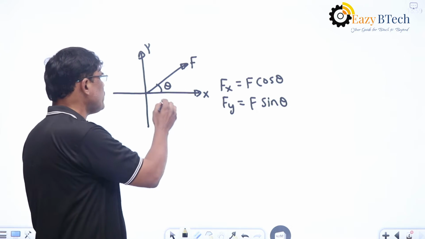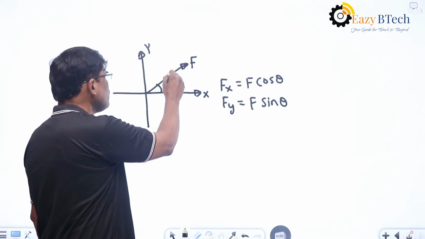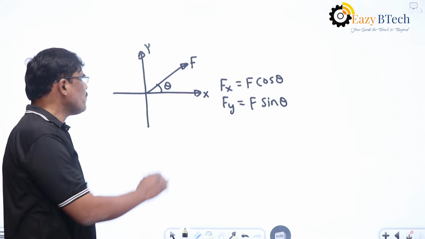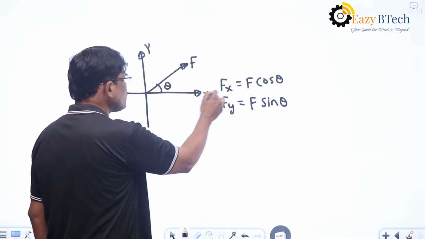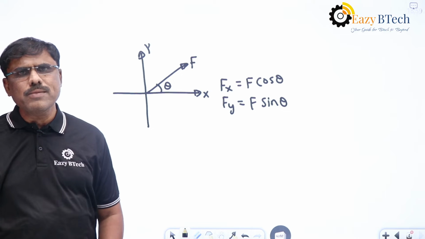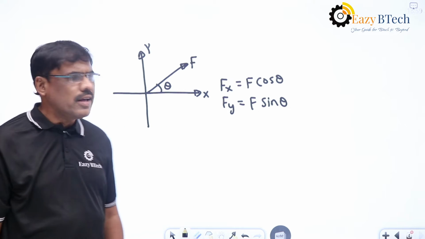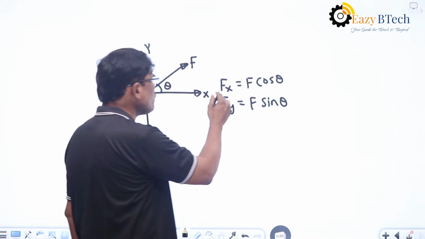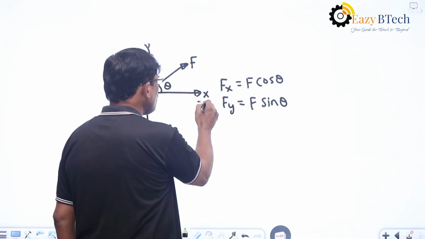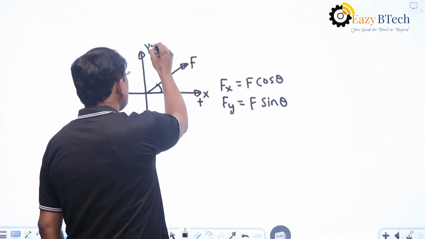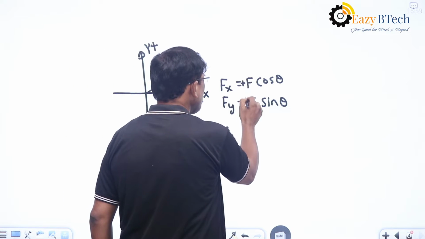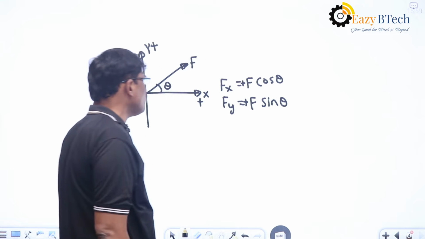This is important. First you need to check whether F is making an angle with x or y. Because this is making an angle with x, the x component becomes F cos theta and the y component becomes F sin theta. You should remember one thing while taking the direction: x towards right is plus and y in the upward direction is plus. So both values are positive.